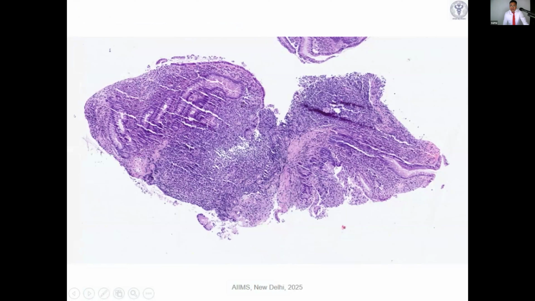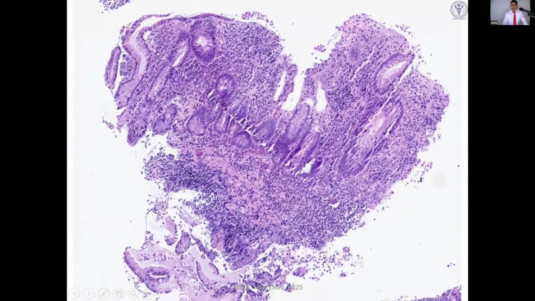Okay. And let us see in high power what we are seeing. There is architectural distortion, crypt loss, and look at the basal zone. We are seeing lymphoid aggregates. Lymphoid aggregates in the basal zone near the muscularis mucosae is another feature of ulcerative colitis, but that is not very dependable. But if you look at the other areas, you can see the basal plasmacytosis, and here you can see better both the eosinophilia and basal plasmacytosis in the zone, and it is a diffuse disease, chronic active colitis. There are ulcers, there is no granuloma.